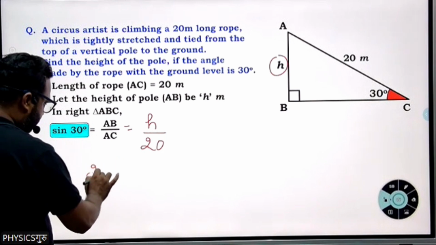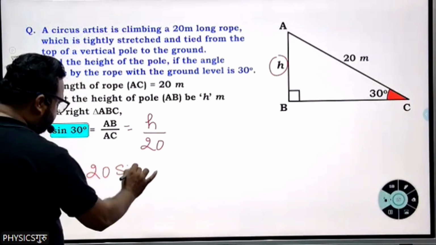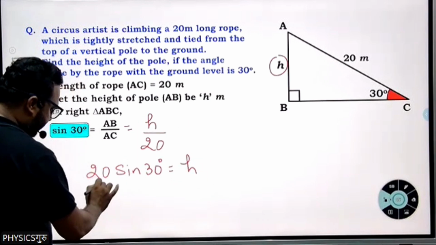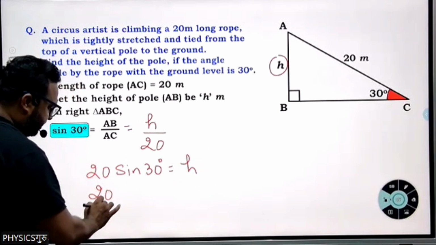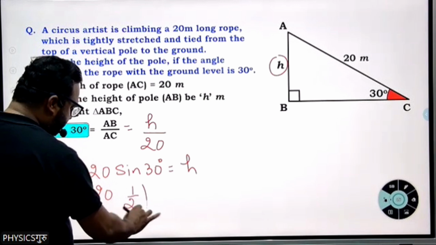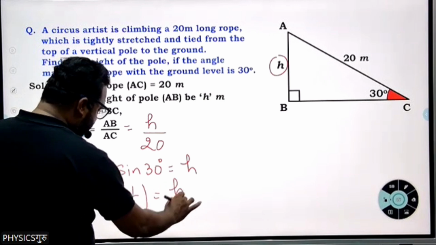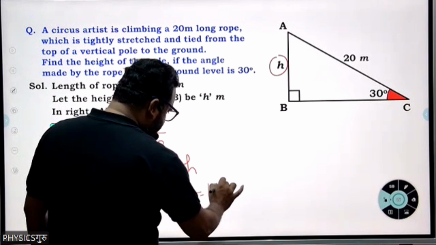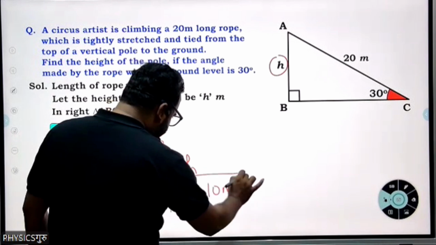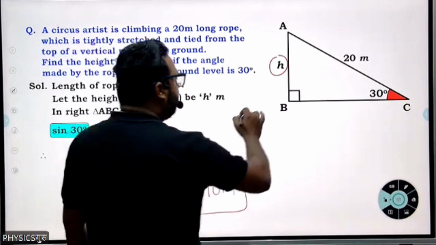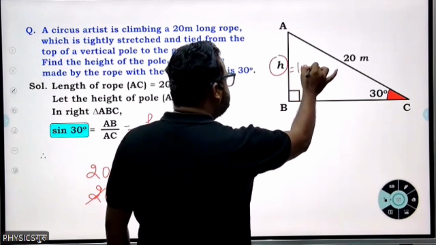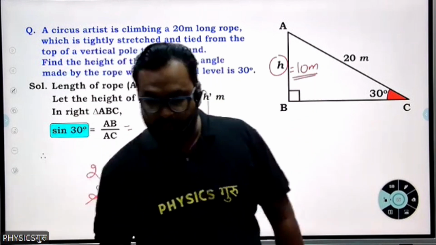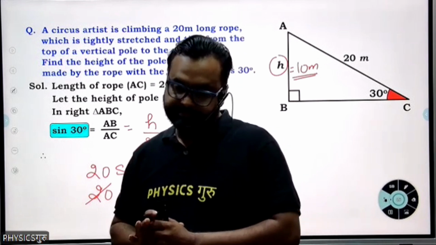So it is nothing but 20 times sine 30 degrees. So 20 into sine 30. Sine 30 is basically half, is equal to H. So it will get cancelled out. So height is nothing but 10 meters. So the required height of the pole is 10 meters.